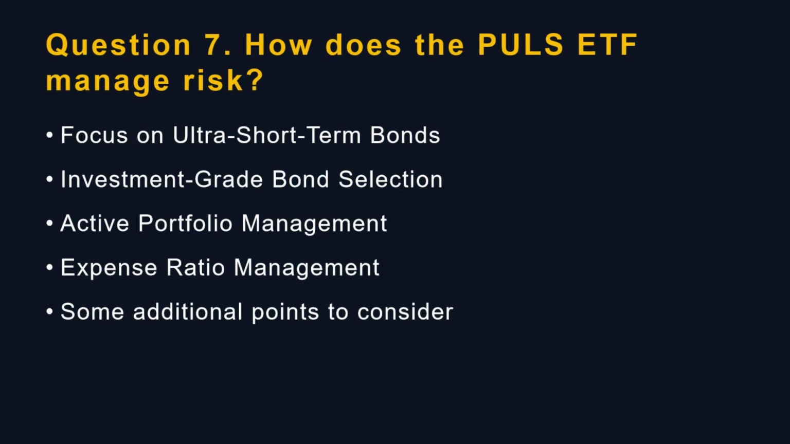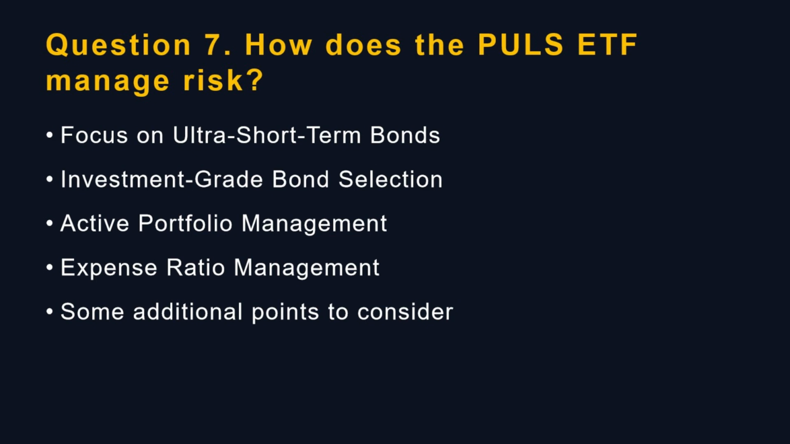Question 7. How does the PULS ETF manage risk? The PULS ETF, PGIM Ultra Short Bond ETF, employs several strategies to manage risk and potentially achieve its investment objective of total return. 1. Focus on ultra-short-term bonds.